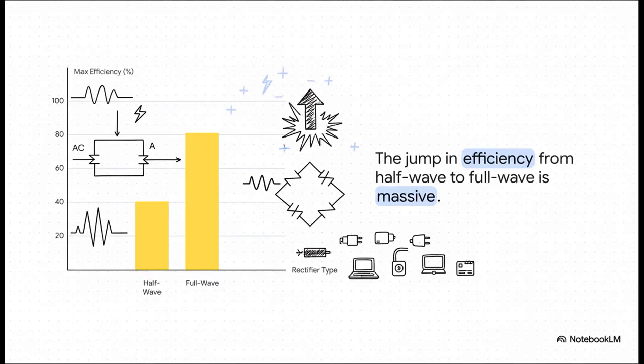And to make it even more obvious, this bar chart tells the whole story. The jump in efficiency is just massive. We go from wasting most of the power to actually using over 80% of it. This right here is exactly why pretty much every charger you own uses a full-wave bridge rectifier.